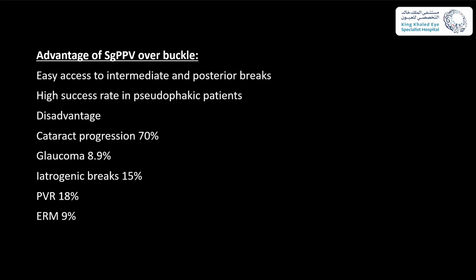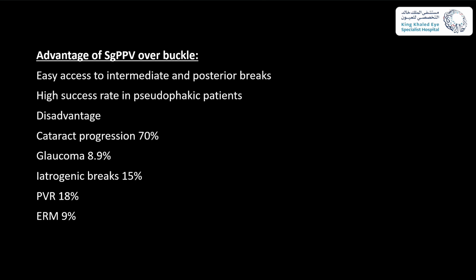So what is the advantage of vitrectomy over buckle? Number one, it is easy access to posterior breaks. This is one of the limitations of buckle. Buckle can work properly on anterior breaks, but if the breaks are intermediate or posterior, it's very limited for buckle. So vitrectomy works fine in this zone, and it has a higher success rate in pseudophakic patients.